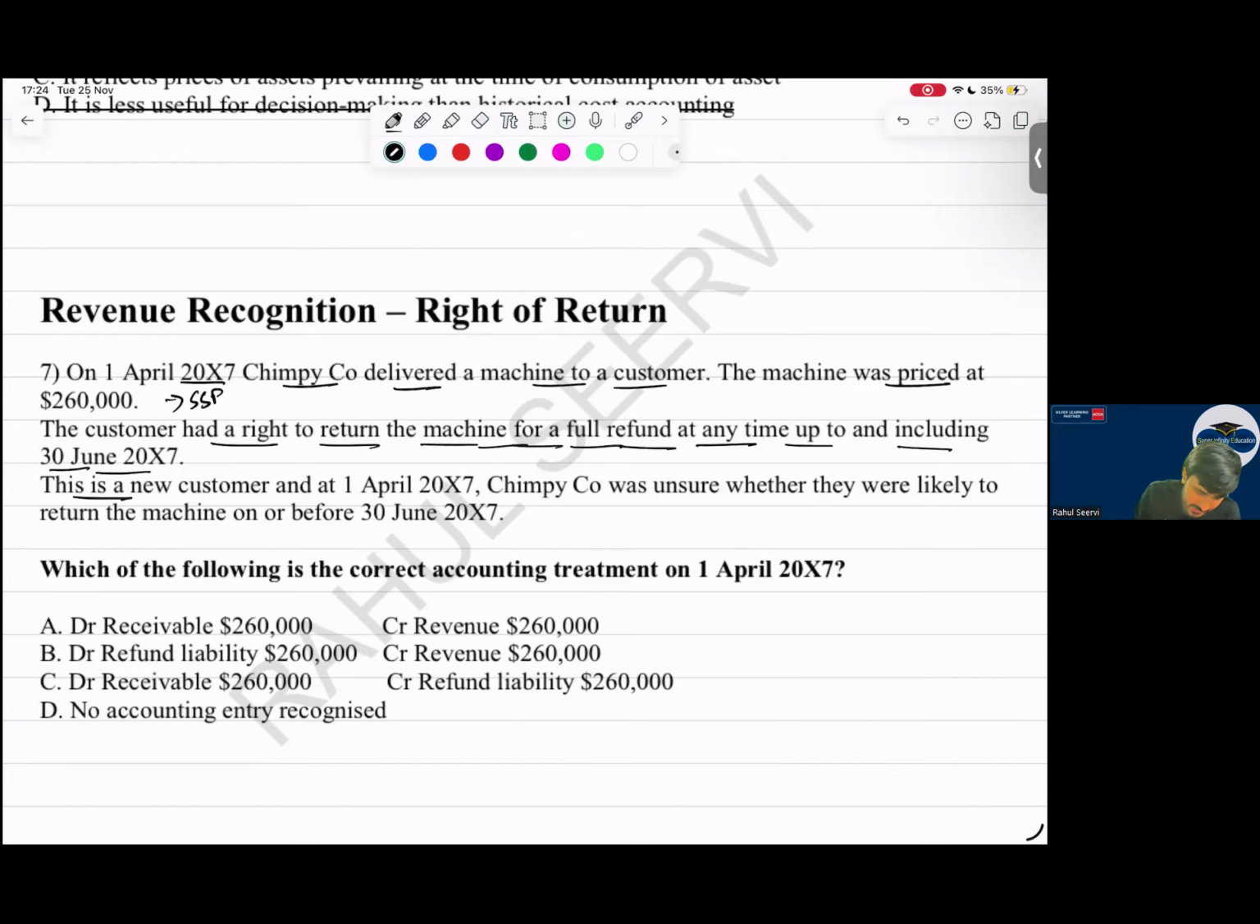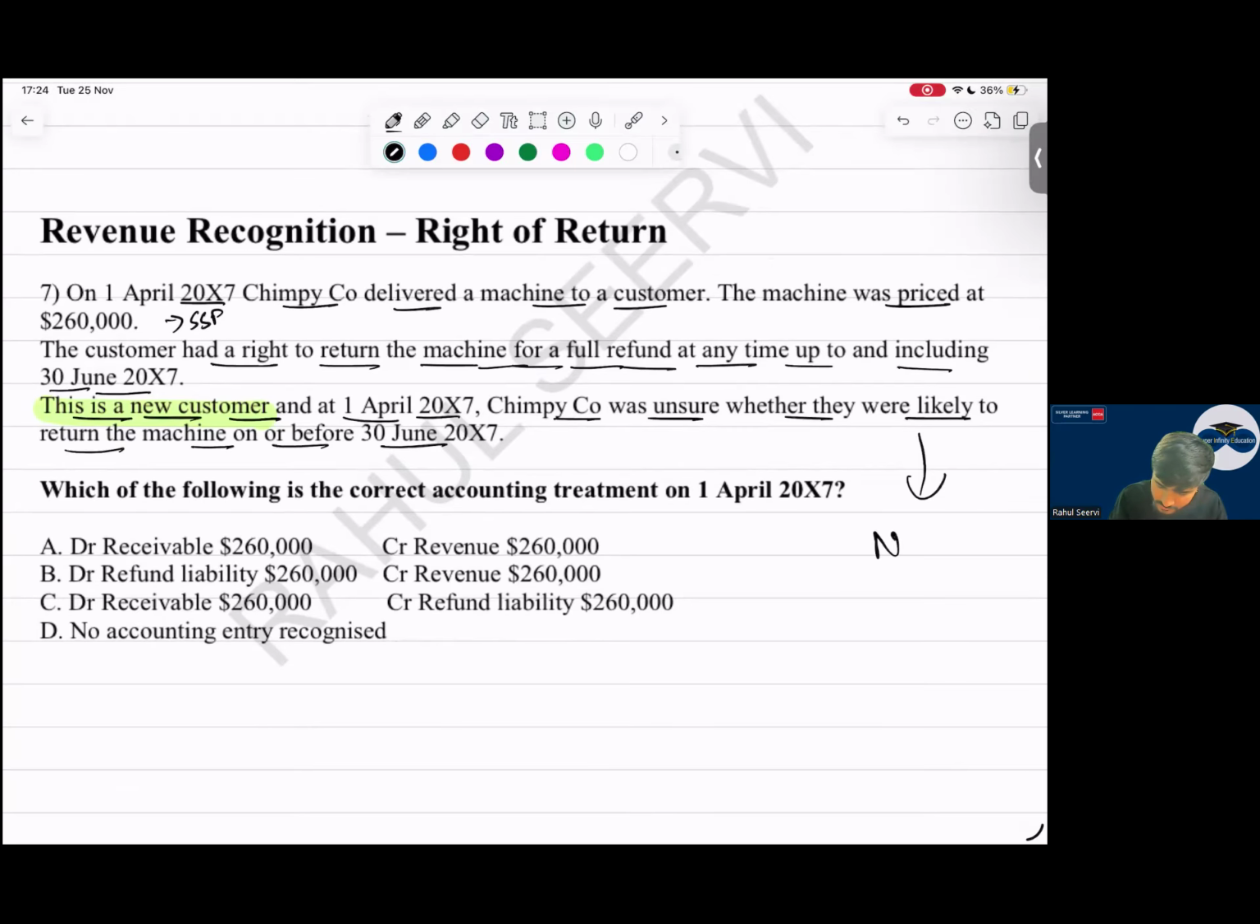This is a new customer. If he is a new customer, will you be able to make the judgment today? It will be very difficult. And at 1st April 2007, C was unsure whether they are likely to return the machine on or before 30th June. They are unsure whether they will return or not. So in that case, as a company, what should we do? Can we recognize revenue? No revenue.